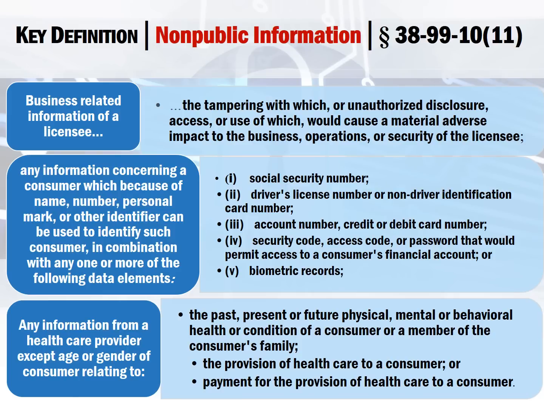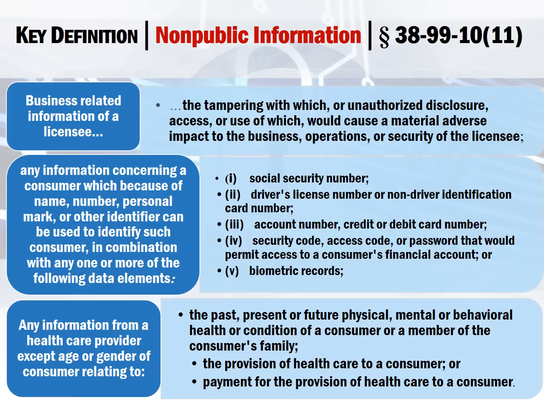The next key definition is non-public information, or NPI, and that is indeed a key definition because this is what your Information Security Program and the Data Security Act are designed to protect. Non-public information, or NPI, can be broken down basically into three different categories. And the first is going to be your business-related information. Your business-related information, if any unauthorized access or loss of that information would cause a material adverse impact to you, the licensee, or your business, your operations, that is considered non-public information.